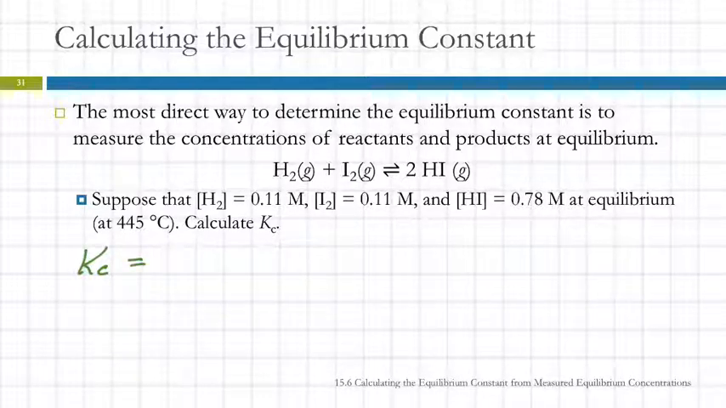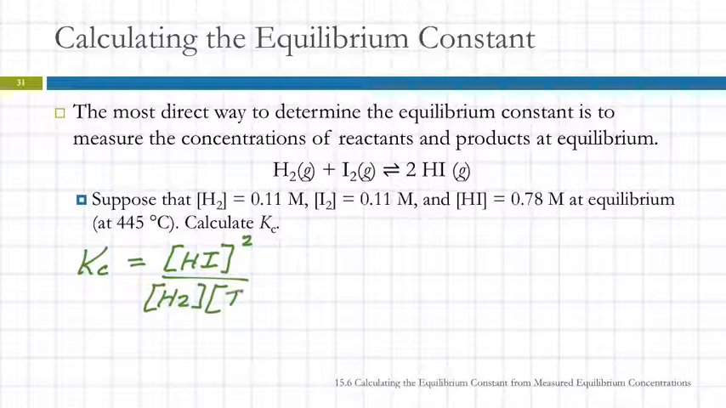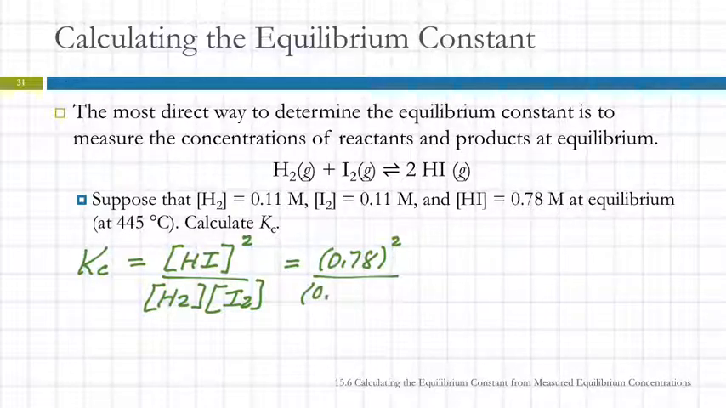So we're going to write the equilibrium constant expression. So we've got [HI] squared divided by the concentration of H2 and the concentration of I2, right? There's no solids or liquids in this one. And then we're just going to take these numbers and plug them in. So for HI, we've got 0.78, and that's squared, and that's divided by 0.11 and 0.11.